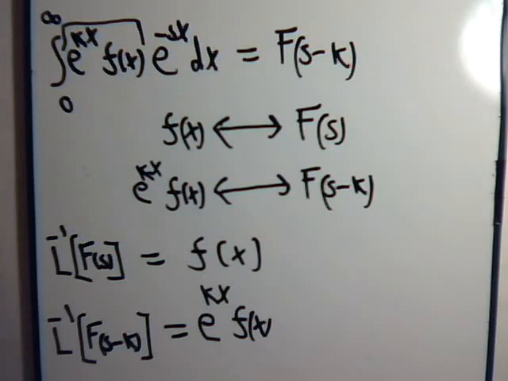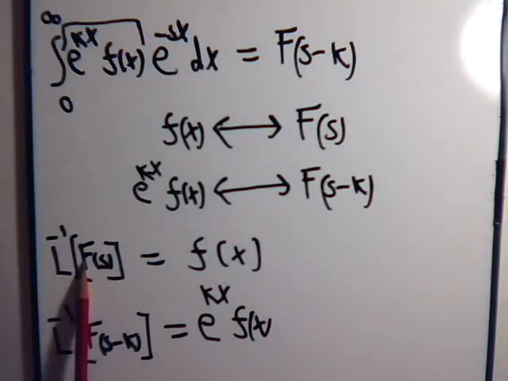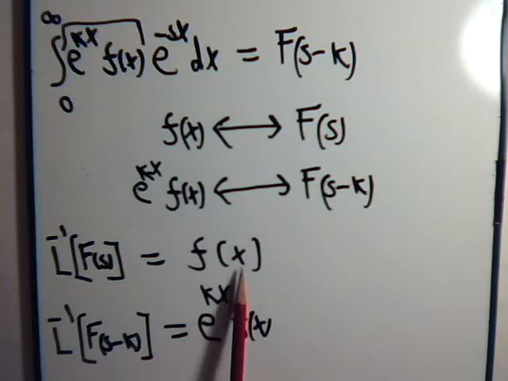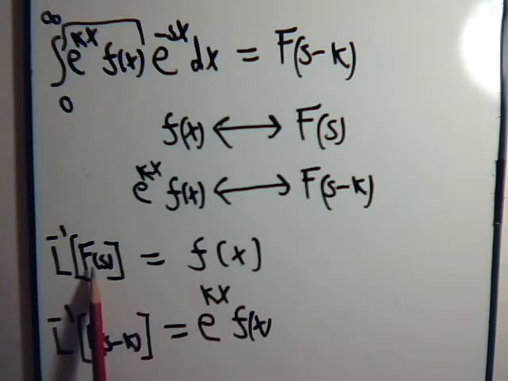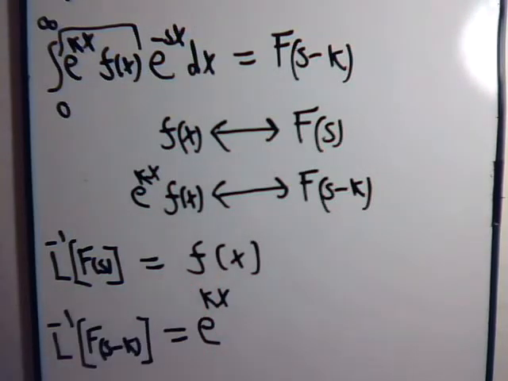Here, this is f of s. This is the inverse Laplace transform of f of s. That's what f of x is. So here, the inverse Laplace transform of f of s minus k, that's our original function f of x, multiplied by e to the plus kx. Now, one more change we can make. What is f of x? It's this. So we can replace that with this.